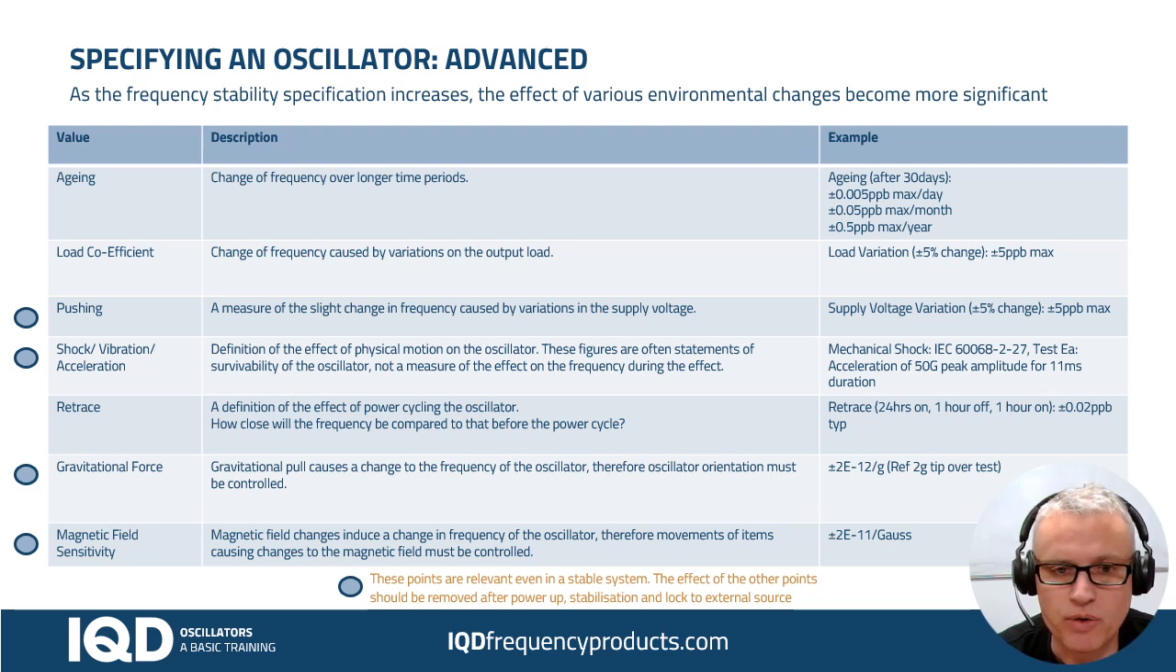So final point on this slide, those parts marked with a dot are things that cannot be removed, whereas those not marked will be corrected for. So you can use the pulling and you can remove the aging, you can remove the effect of the load variations because they're normally stable on your PCB. The retrace is known once the power's back up, but the other things you're going to have to live with. So the other things that I've marked up there are things that you should be aware of. They're going to happen during its operation, and if the sum total of all of that puts it outside of what you can use, that's going to be a problem for you.